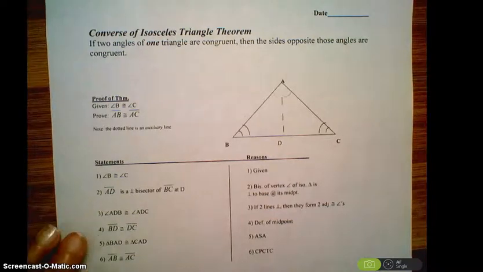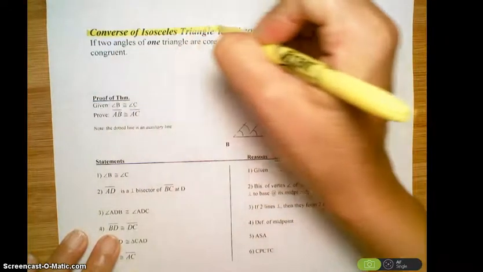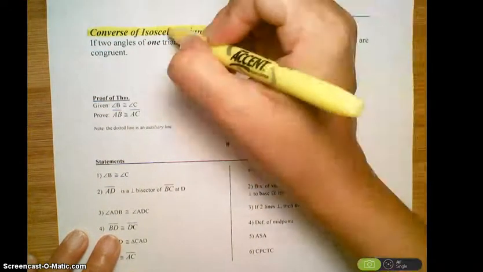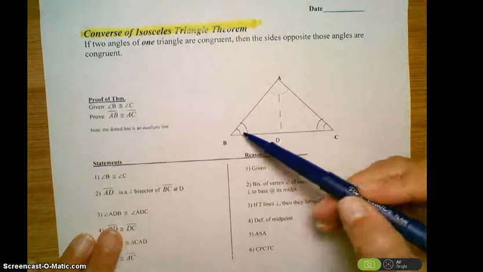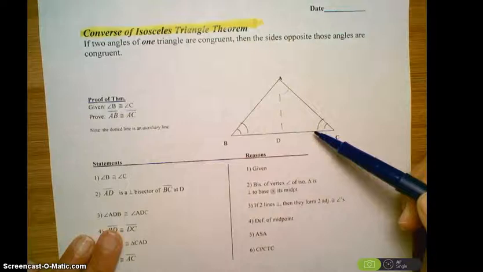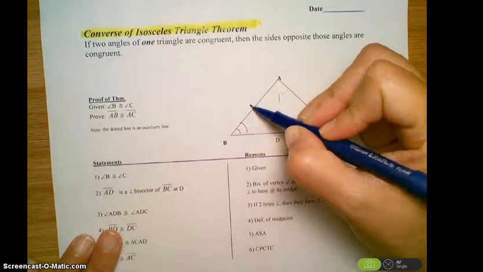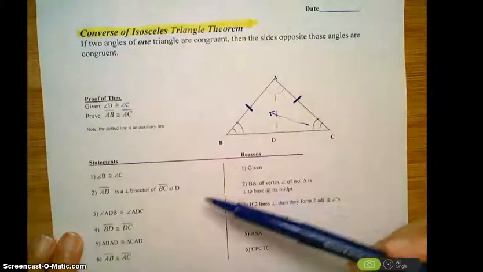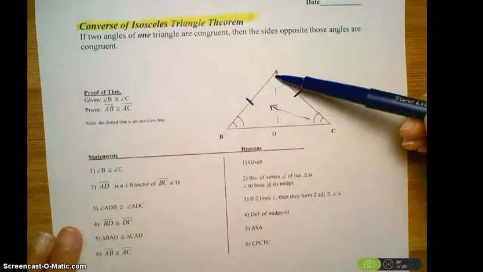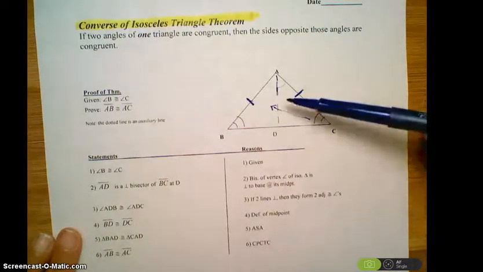On page 2 we have the converse of the isosceles triangle theorem, and again you're welcome to just call it by its name. What it says is, if I know that two angles of one triangle are congruent, then the sides opposite those angles are also congruent. If you take a moment, you can read through the proof. Again, we had to add in this extra line in order to create the proof.